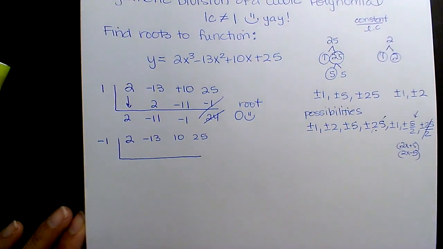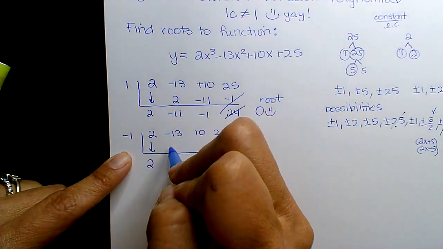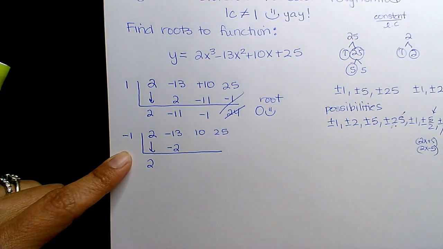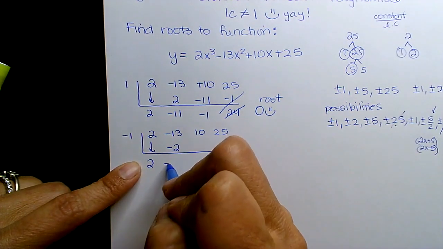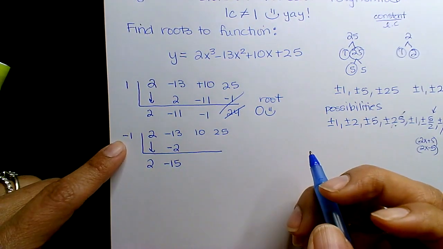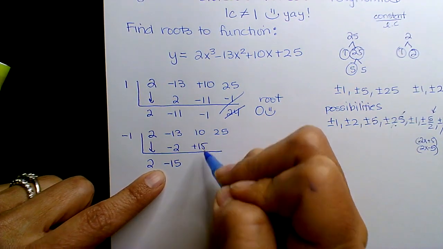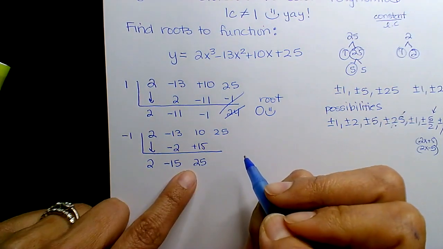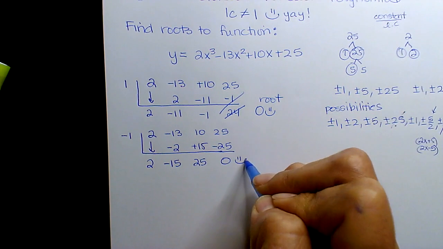Okay, all right, so let's bring it down. 2, negative 2. I hope I don't mess up because I don't have anybody here to tell me. Negative 15, I think this is going to be it. Positive 15, yeah, this is it. 25, negative 1 times 25 is negative 25, and so there we go.